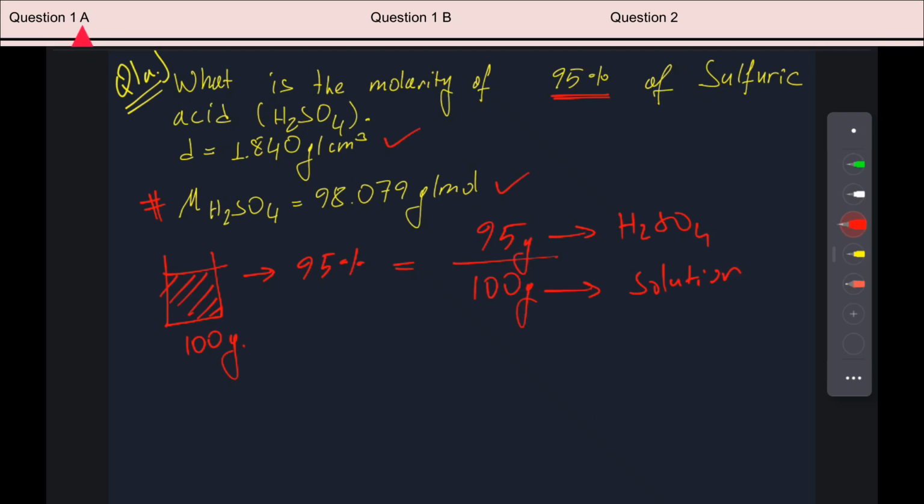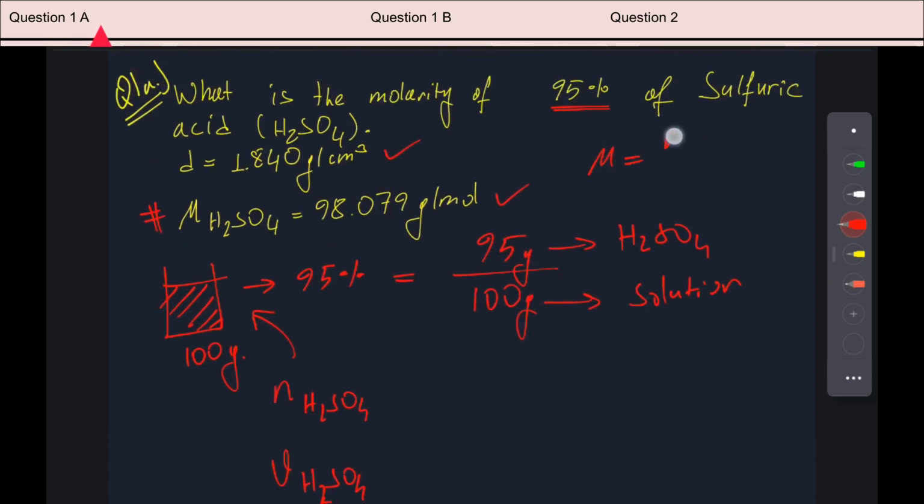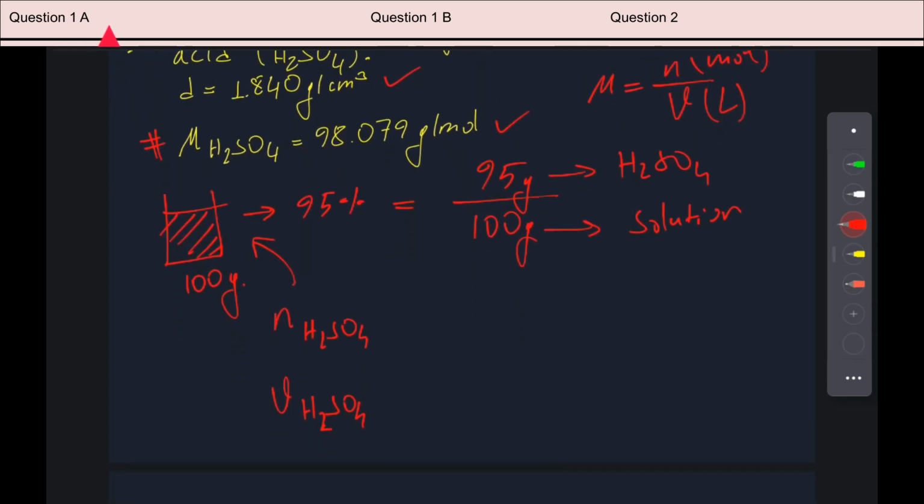Firstly, I have to calculate the mole of the H2SO4 in the solution, and I have to know the volume of this H2SO4 solution, since molarity is n over V, so mole over liter. So I want to calculate the molarity of H2SO4.